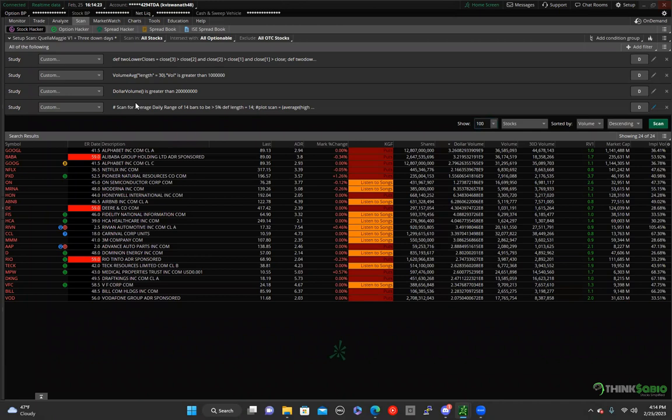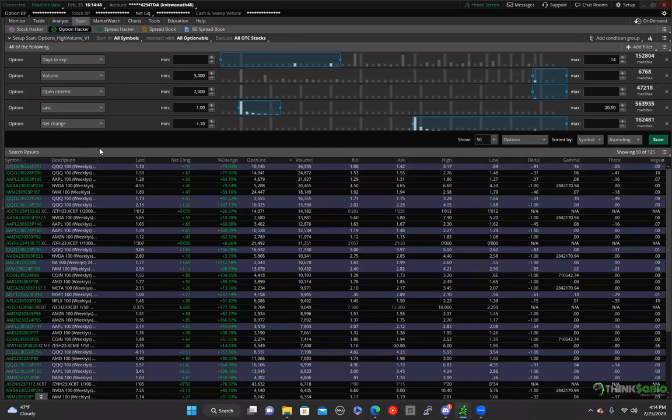All you have to do is visualize what indicator you want and what condition you want to scan, and you can write these. So that is stock scanner. We will move into options hacker, which is right next to stock hacker right here. There is a thing called options hacker. Options hacker will basically scan for particular contracts that have a specific condition.